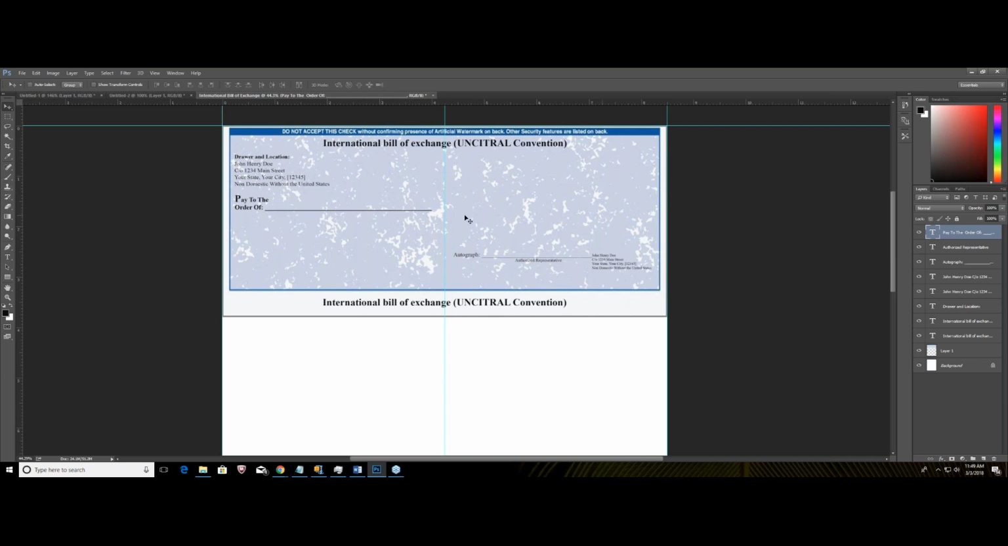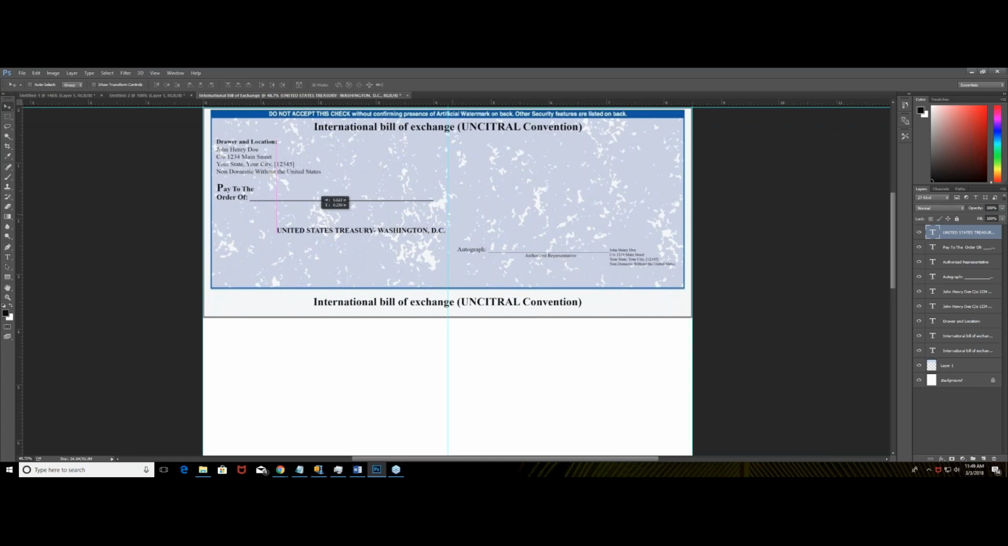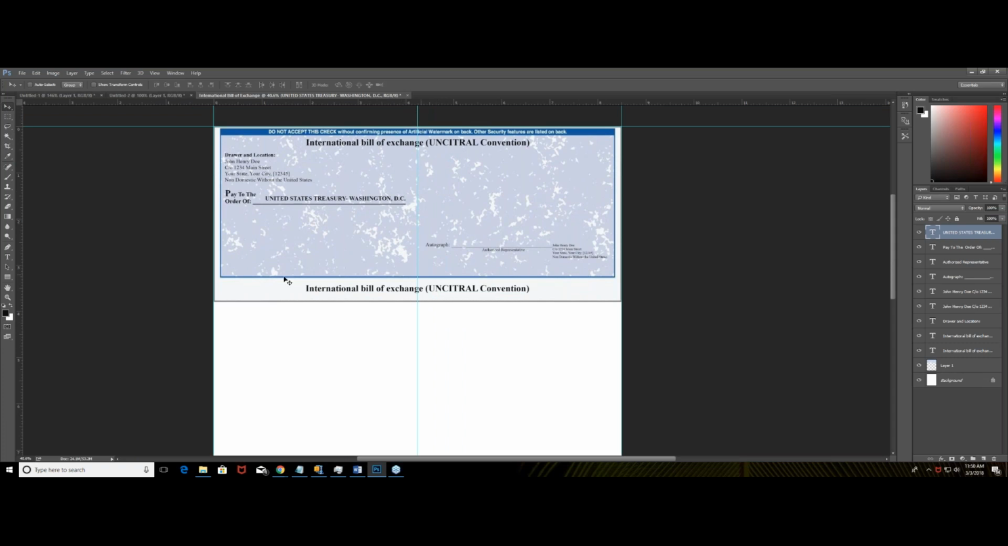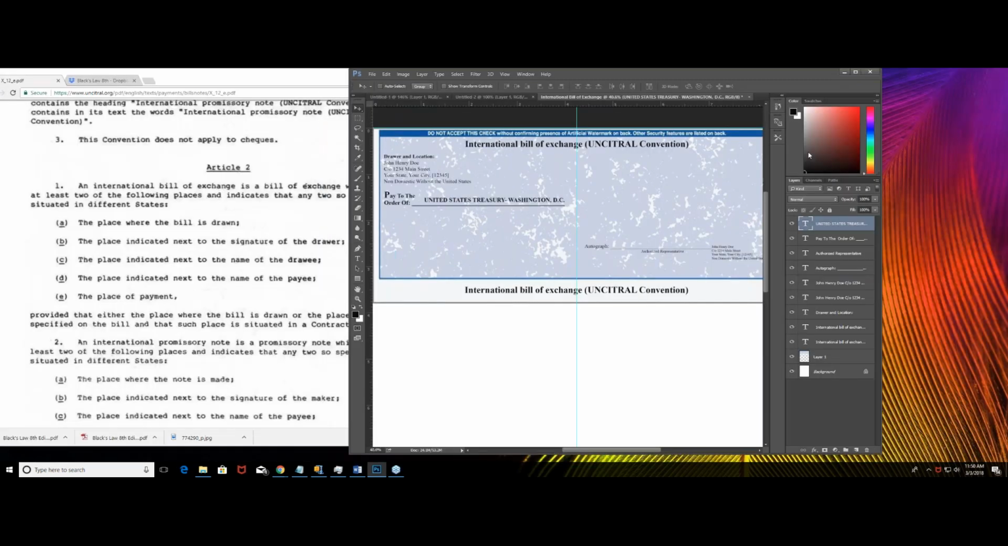Okay, so we have paid to the order of, and outside that, the person is going to be the payee. Next to them, let's say we put United States Treasury. And then next to that, we'll put Washington, D.C. All right, so that should just about cover it. We have at least two, I even covered it more than that. We got our International Bill of Exchange on here twice, as it instructs us to do.